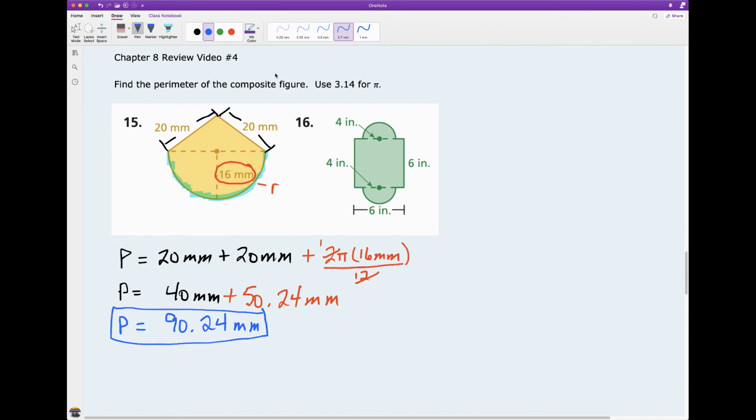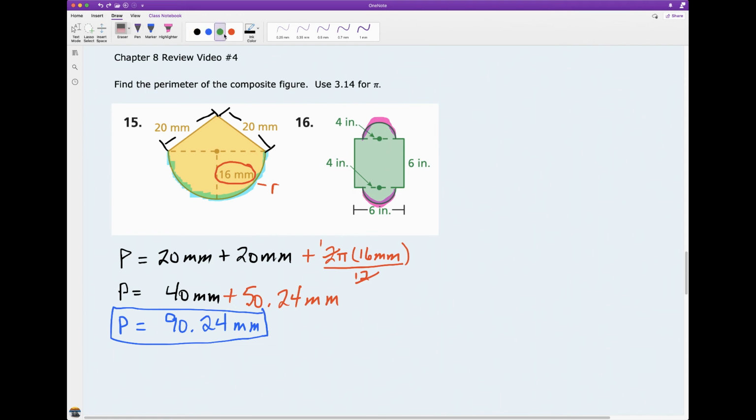Let's take a look at this second problem. In the second problem, I need to find this perimeter. I see these two curved parts. Again, the curved pieces look like I'm going to have to find some sort of perimeter of a circle. And if I were to take those two semicircles and put them together, I would have a circle. So I definitely need to find the circumference of a circle. And then I have all these other measurements, and these measurements can help me to find the perimeter of this composite figure.